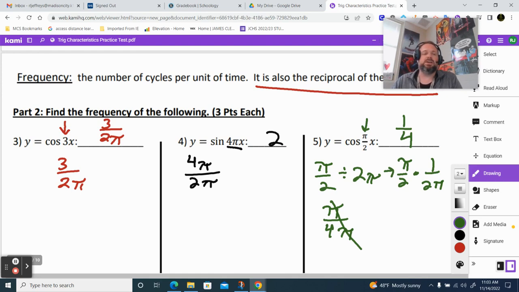All right, are we good here with 3, 4, and 5? These are 3 points each, so this is out of 12. So right now we are at a total of 36 possible points.